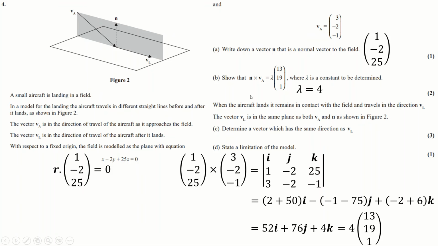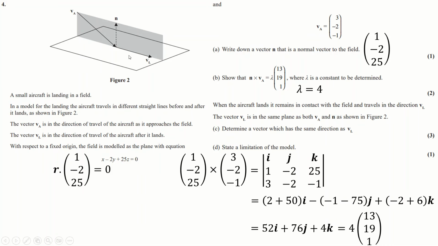When the aircraft lands, it remains in contact with the field and travels in the same sort of general direction, and travels in the direction of VL, which lives in the same plane as VA. So we've got this other plane coming out here, which these both live in. Determine a vector which has the same direction as VL.